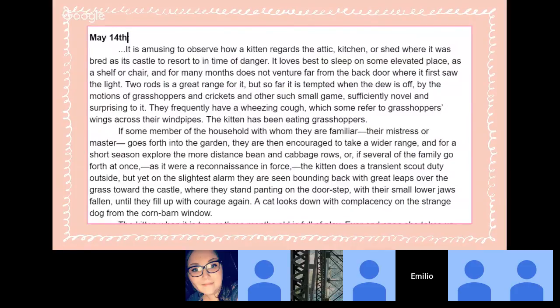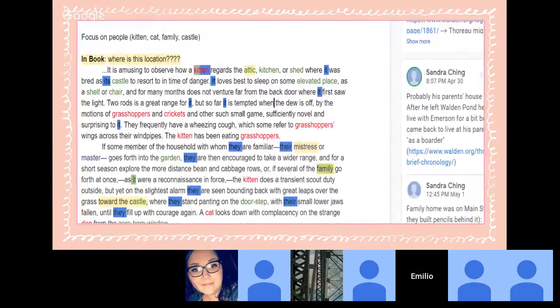After that, we chose specifically May 14th and January 30th. The picture up here is May 14th. We typed it out, and then the annotation team annotated it in Google Documents.